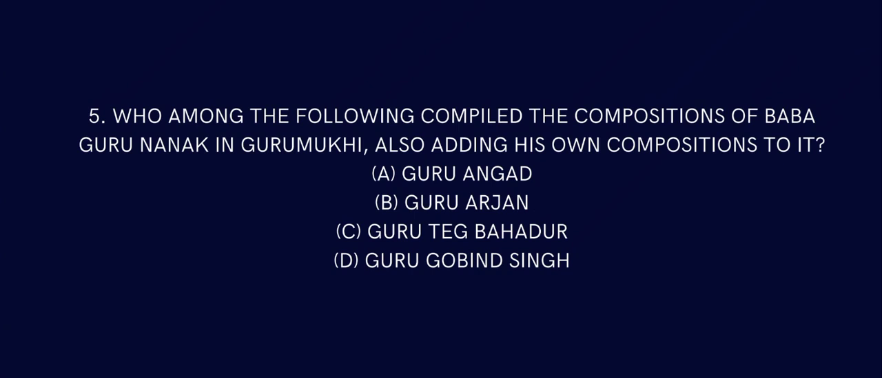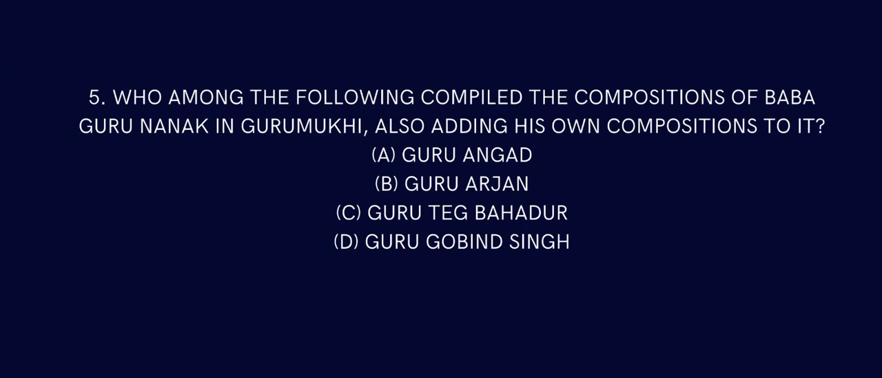Question number 5. Who among the following compiled the compositions of Baba Guru Nanak in Gurumukhi, also adding his own compositions to it? Guru Angad, Guru Arjan, Guru Tegh Bahadur, or Guru Gobind? The answer is Guru Angad. What Guru Angad did is he compiled the compositions of Baba Guru Nanak in Gurumukhi, that is his writings, but he also added his own compositions to it. Do you get the point of what he did?